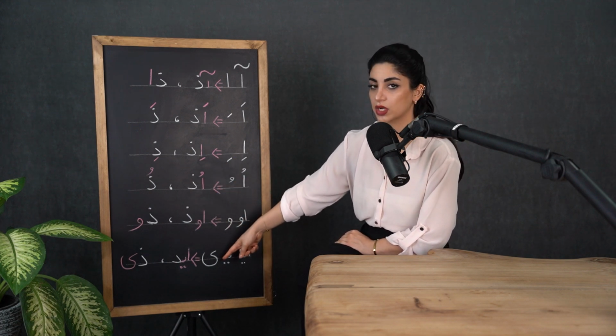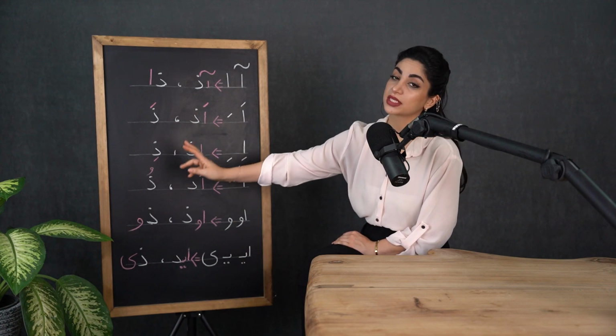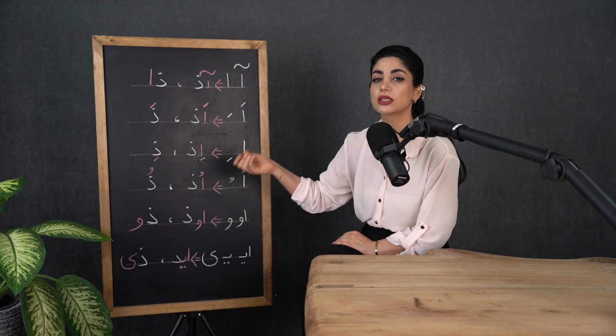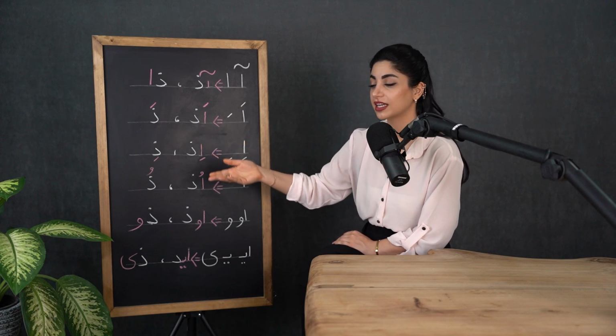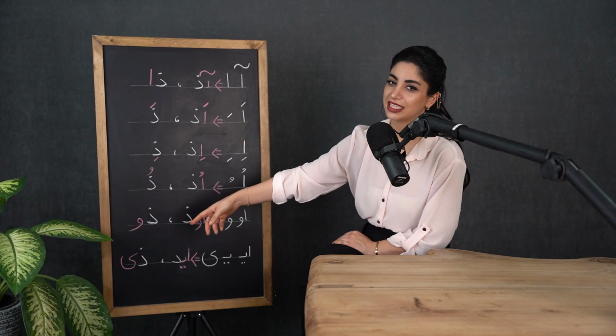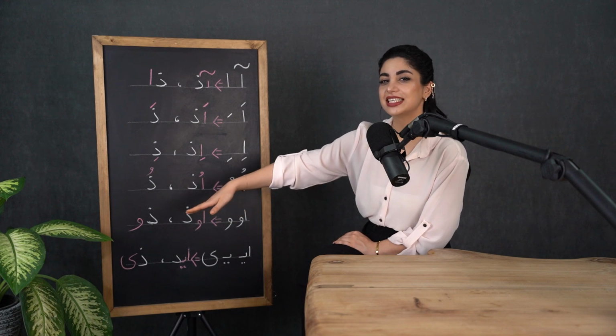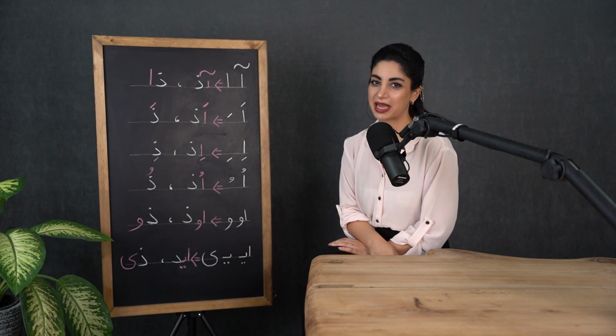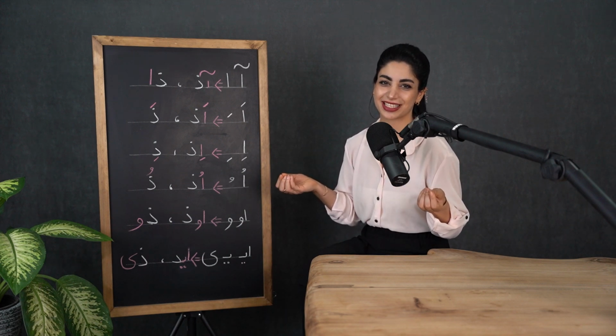How about this one? This one comes at the end. It doesn't attach because Z doesn't want to attach from that part. So first Z, then E. Together. See? As you learn the pattern, everything is easy.